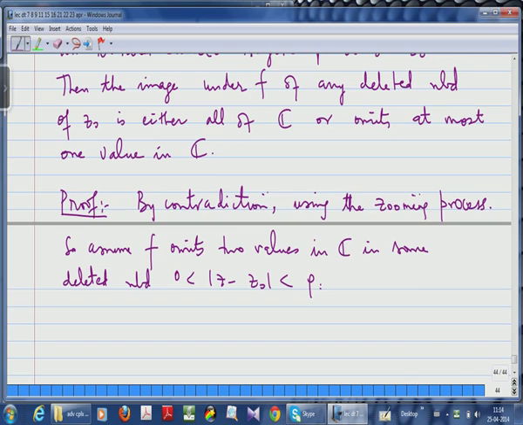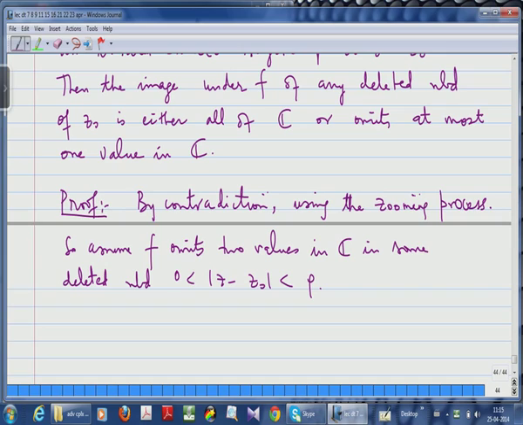Okay. So you have to show that f either takes all values or it will take all values except one. So if you want to contradict that, you have to assume that f omits at least two values. Okay. So let us assume that. All right.